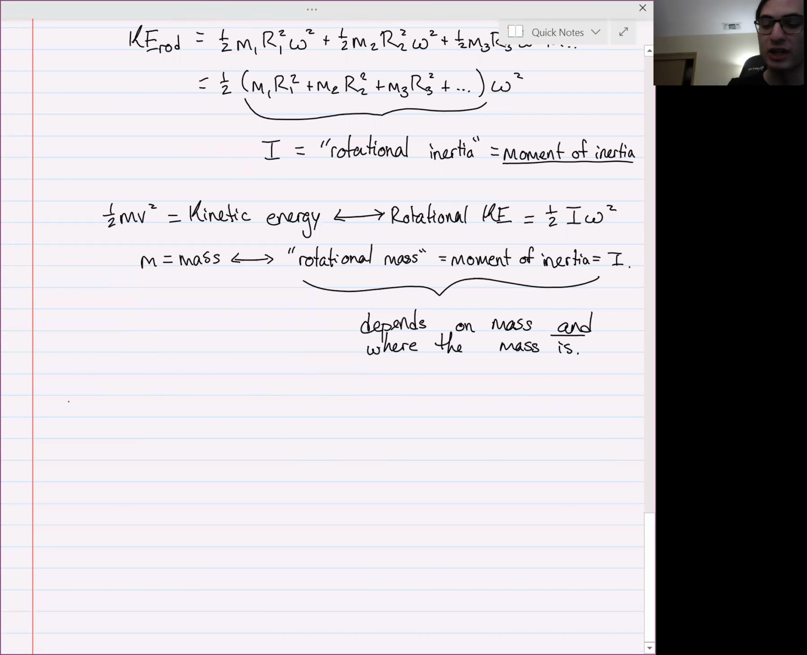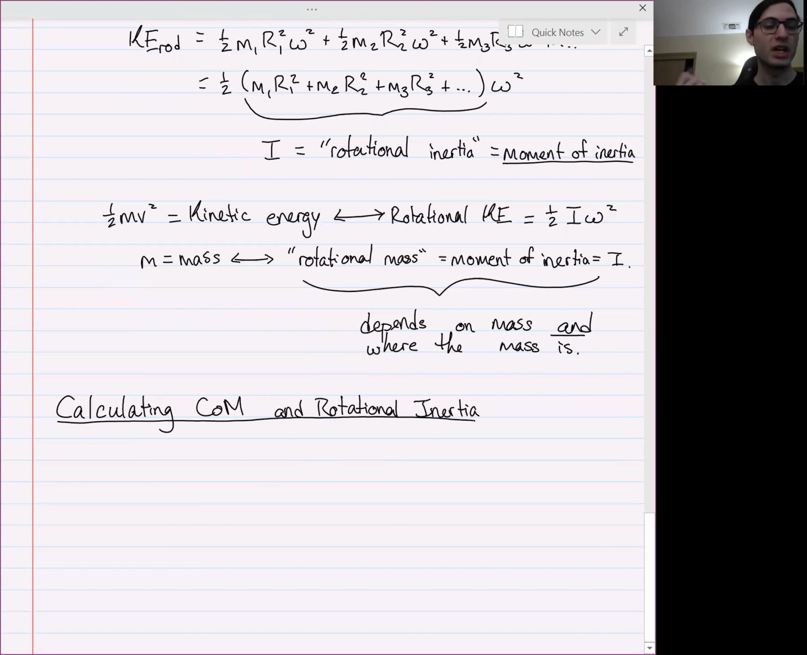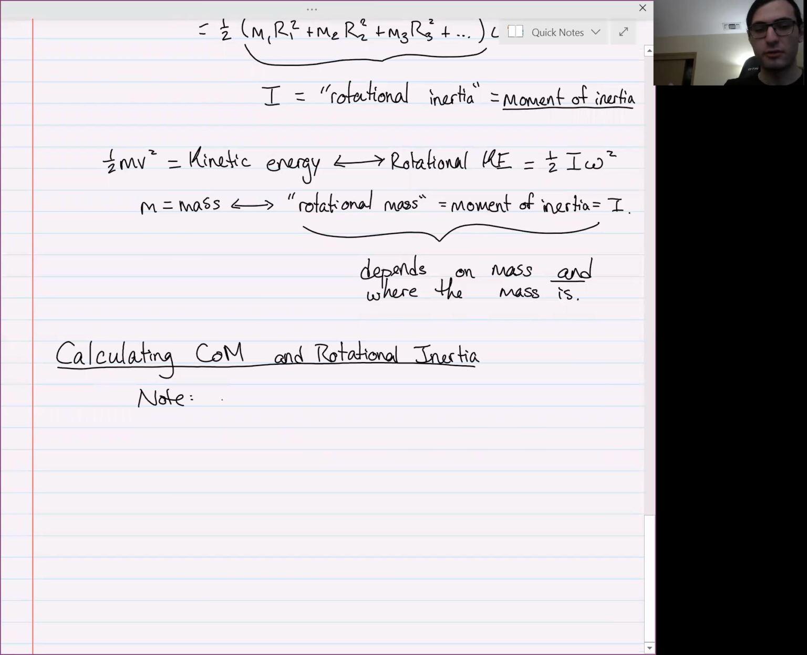Right, so we're going to talk about how to calculate these things. And we're also going to have to backtrack to center of mass and talk about how to calculate that. So we're going to talk about calculating center of mass and rotational inertia for given scenarios. Just as an aside, both center of mass, abbreviated COM, and rotational inertia depend on the distribution of the mass, i.e. where the mass is located.